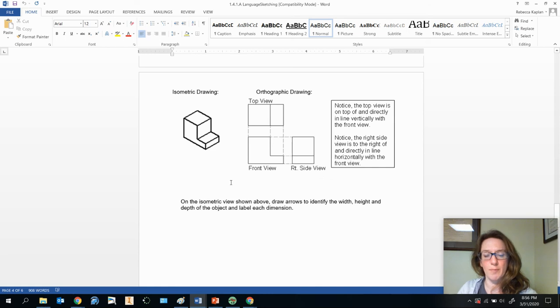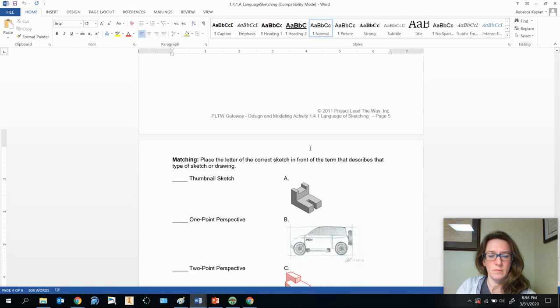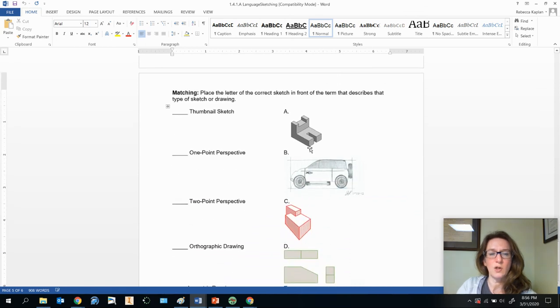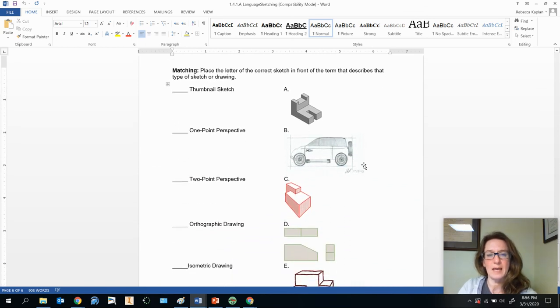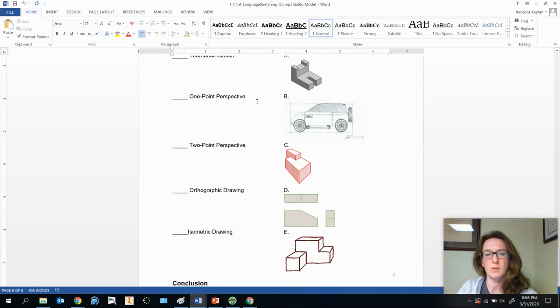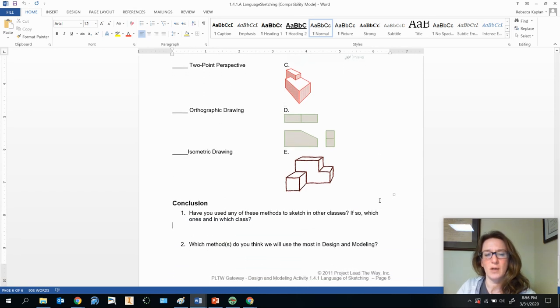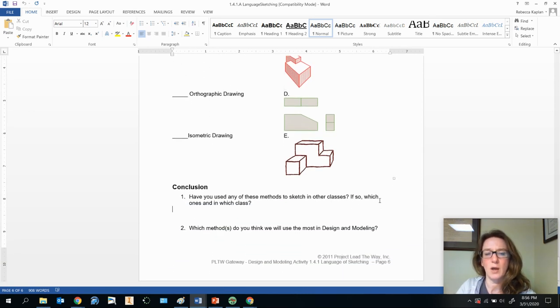I can post the PowerPoint for you, and I'm also going to post this video, obviously. So you can rewatch the video where I explain it, or you can just look at the PowerPoint slides. And then you're going to do the matching at the end. You're going to match which one's a thumbnail sketch, which one's 1-point perspective, which one's 2-point perspective, which one's an orthographic drawing, and which one is an isometric drawing.